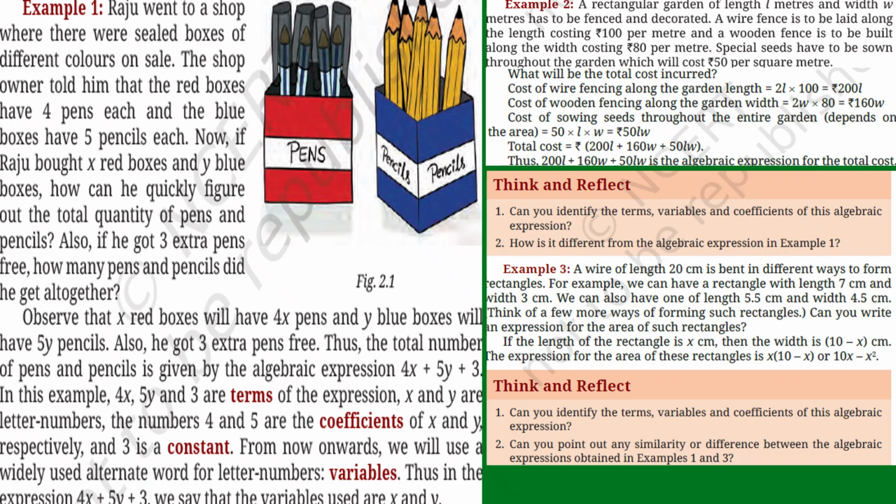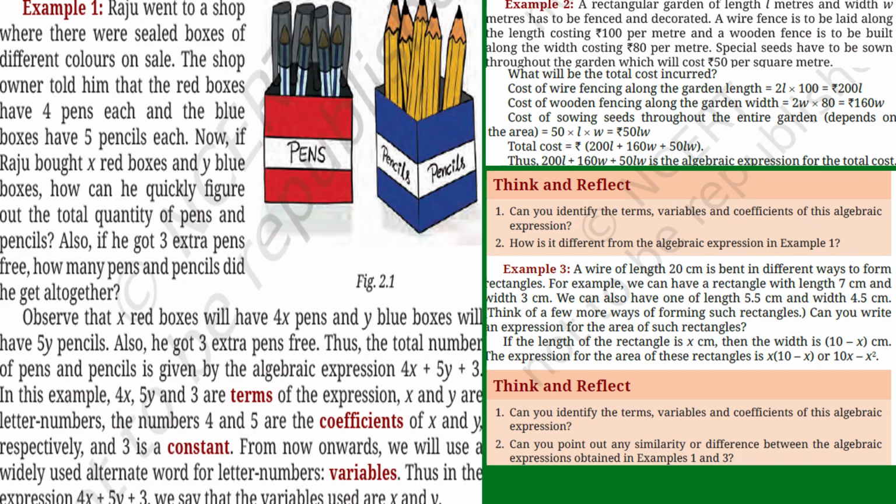Also, he got 3 extra pens free. So how do we determine the total number of pens and pencils that Raju got? It is nothing but 4x plus 5y plus 3. Representing the numbers in this format is called an algebraic expression. Okay, so let's look into each one of the units which are found in this algebraic expression.